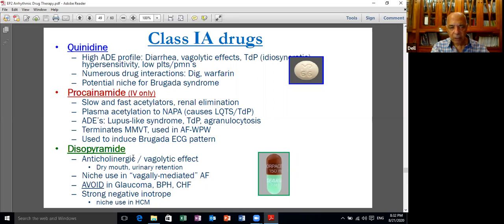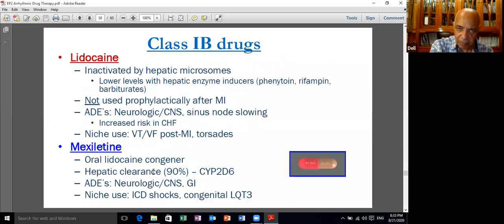Disopyramide also is not available frequently. It has an important anticholinergic effect. It shouldn't be given in patients with glaucoma or senile hypertrophy of the prostate. It has a strong negative inotropic effect. That's why it's frequently used in hypertrophic cardiomyopathy. And it has a vagolytic effect, so it's used in patients with vagally mediated atrial fibrillation, like postprandial or nocturnal atrial fibrillation. Class B drug, we have lidocaine.